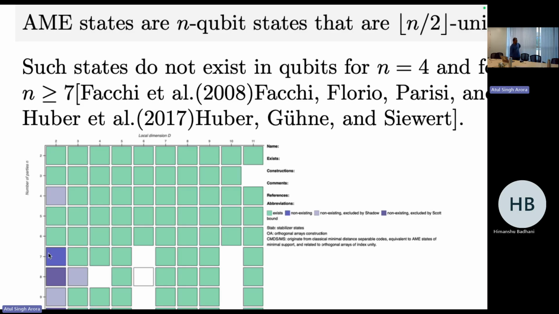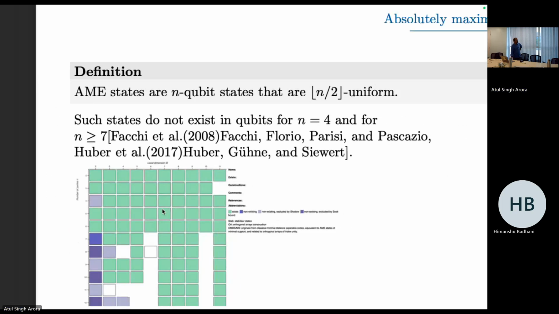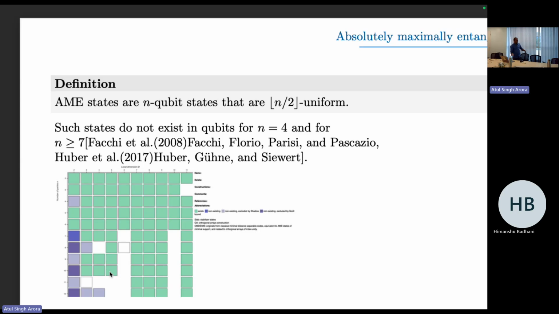These different shades just represent excluded by which bounds. Also, if you go to the website, you can click on each of these cells and it will show you the construction, an example of these states, for 3, 5, and so on. People try to fill in these blocks and find different constructions. The white ones are cases for which it is not known whether they exist or not, or what a known construction is. The table goes on like so.